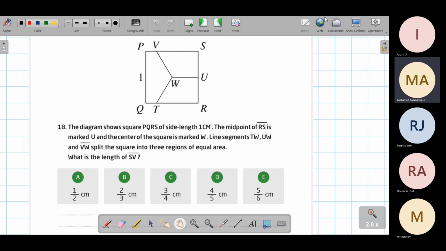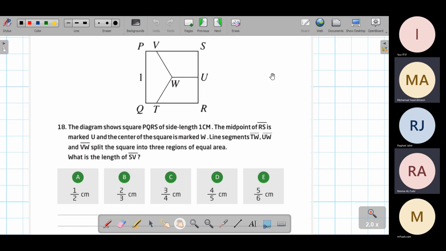Let's read the given. The diagram shows square PQRS of side length 1 centimeter. Okay, so I have a square with a side equal to 1 centimeter. The midpoint of RS is what, Ragad? Yalla, read the given. Can anyone else read it? I just want someone else to read it. Who can read? Rima.